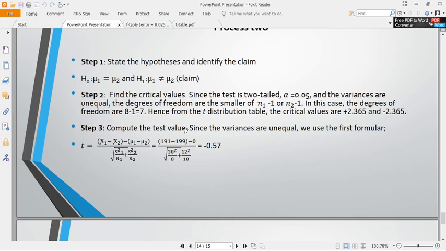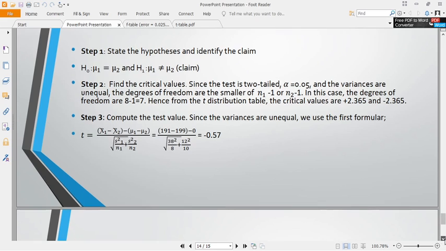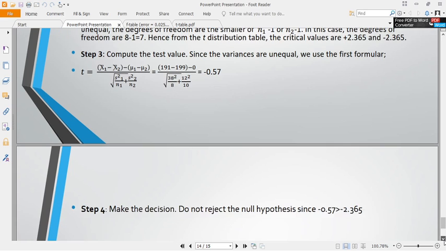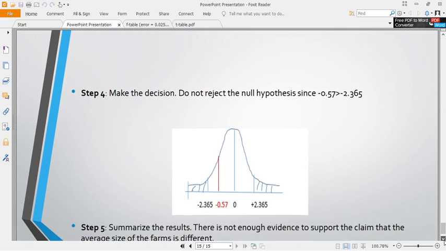We now compute the test value. Since the variances are unequal, we use our first formula. We have all the figures for this, so we substitute and get a value. We now compare it to the critical value. Does it lie in the critical region? Is it smaller or greater? That guides our decision.